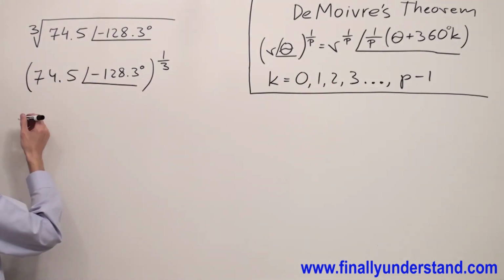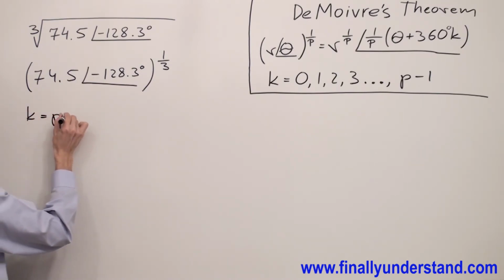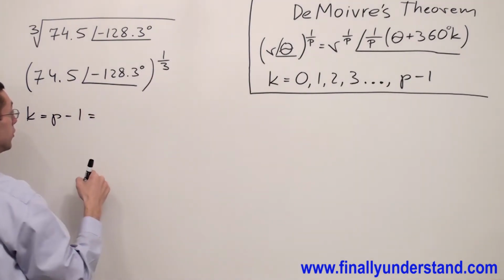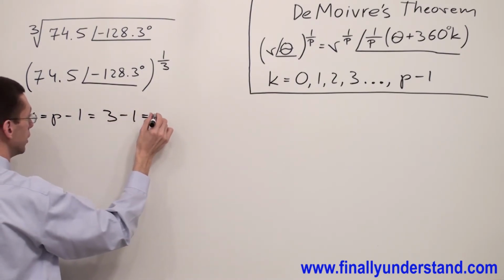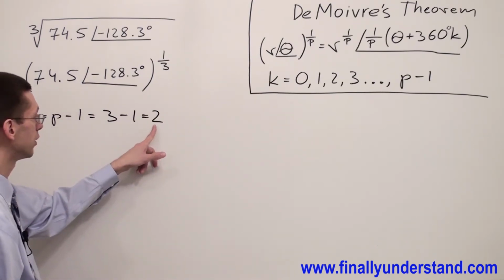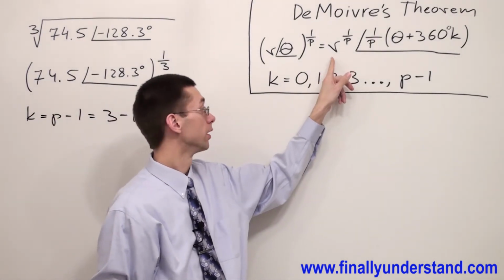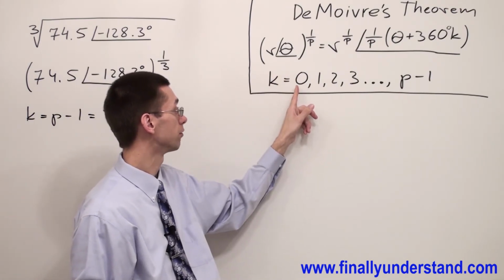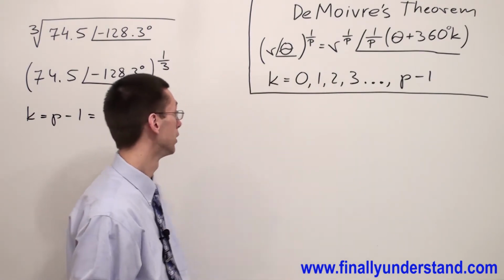Next, we're supposed to apply the theorem. First, I'm going to find the maximum value of k. So k is equal to p minus 1, where p is the denominator of the fractional exponent. So 3 minus 1 is equal to 2. This is the maximum value of k which I'm going to apply to this formula. So I have to solve this formula for the following values of k: 0, 1, 2. 2 is the maximum one.